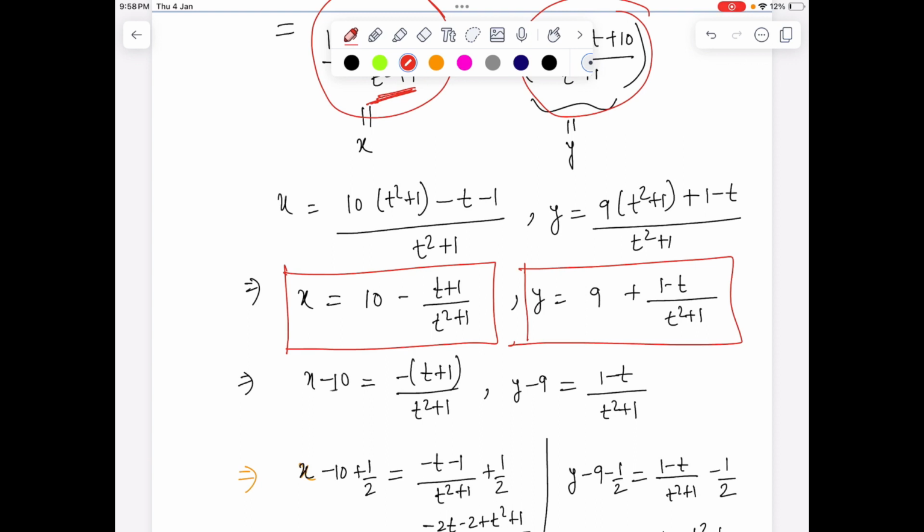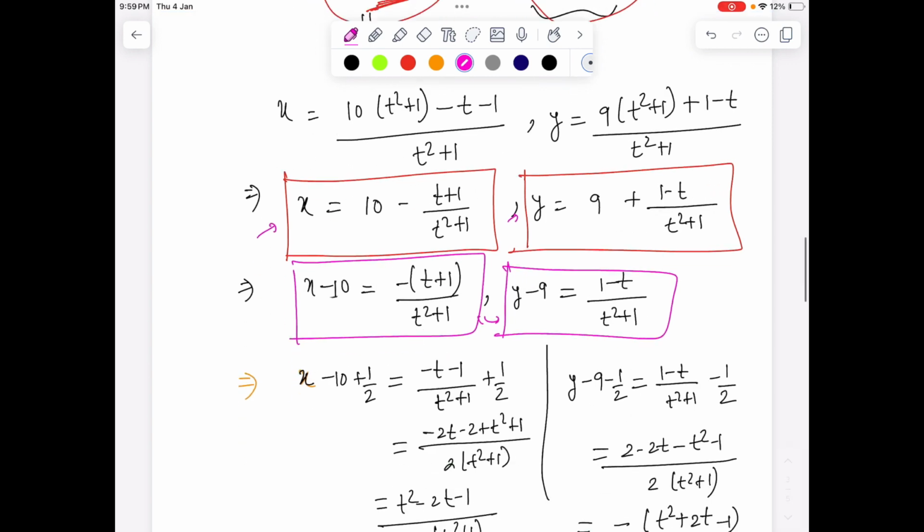Now there can be many ways of eliminating t. These two equations can be eliminated in many ways to find the locus of the point (x, y). One way is you can divide both expressions, and then (x minus 10) by (y minus 9) is going to be (1 plus t) by (t minus 1), and use componendo and dividendo to find the value of t in terms of x, y. And then you can plug t into either of the above equations, either x equals 10 minus something or y equals 9 plus something, which will give you the locus.